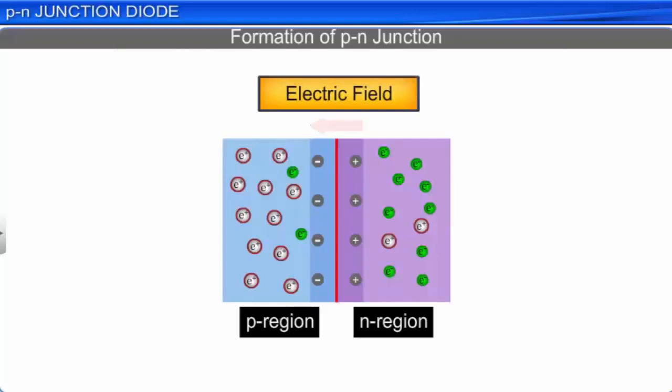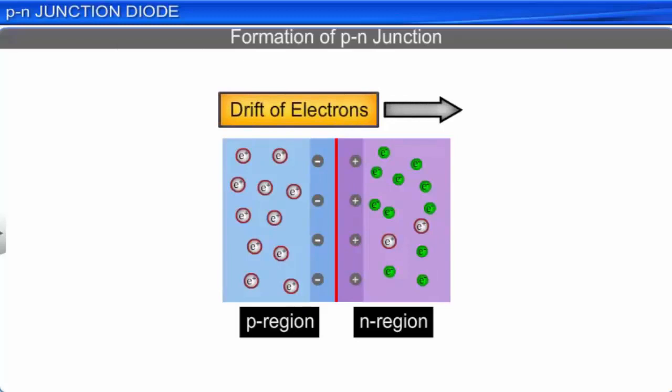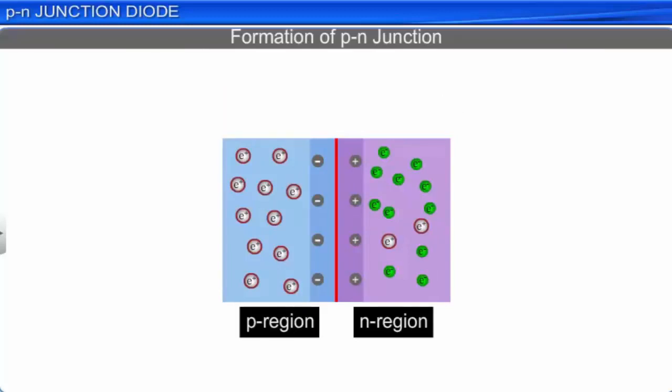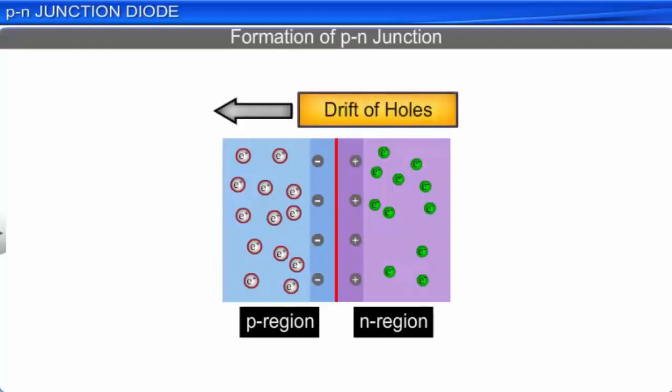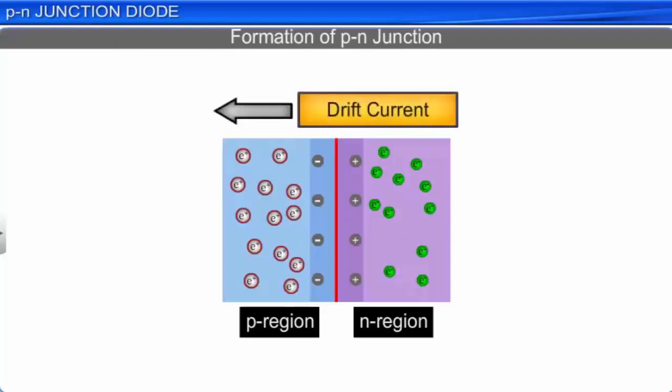The electric field across the depletion region causes electrons in the p region to move to the n region. This is called the electron drift. Simultaneously, the electric field across the depletion region causes the holes in the n region to move to the p region. This is called the hole drift. This drift of minority charge carriers across the p-n junction creates a drift current that is directed from the n region towards the p region of the semiconductor. Thus, we observe that the diffusion current and the drift current across a p-n junction are opposite in direction.